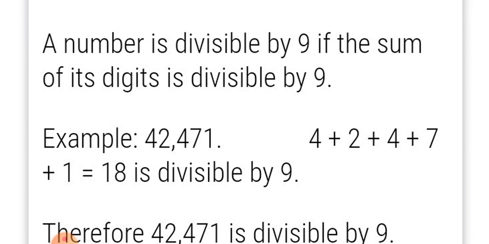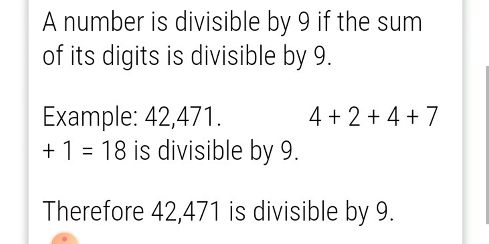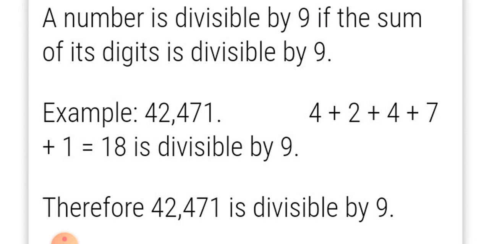If that is divisible, then the whole number will be divisible by 9. Look, children, here in this number 42,471. You add all the digits: 4 plus 2 plus 4 plus 7 plus 1. You will get the answer 18. We know 18 divided by 9 is 2. 9 twos are 18. So it is divisible. Therefore, 42,471 is divisible by 9. Okay, children? This is about the divisibility rule of 9.